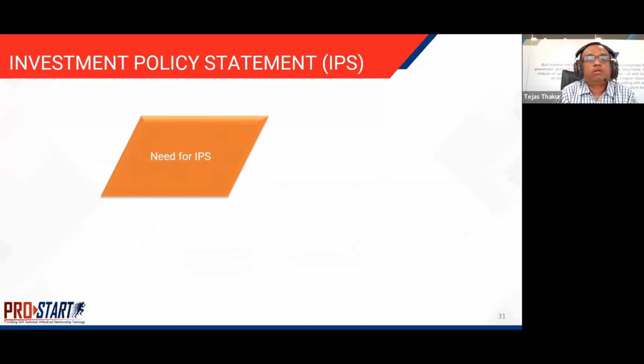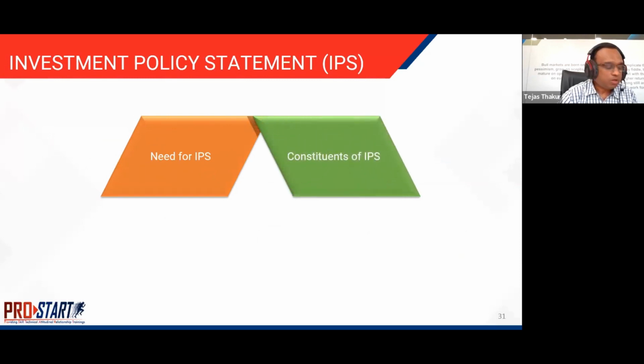Investment policy statement. Why do we need an IPS, or an investment policy statement? An investment policy statement is basically a planning tool which helps investors understand their requirements and also helps portfolio managers in creating and maintaining an optimum portfolio for the investors. Constituents of the IPS. As it is the most important document, it has to be prepared with caution. The investor has to be upfront with the advisor or the portfolio manager with regard to financial situation, requirements, and the risk-bearing temperament.